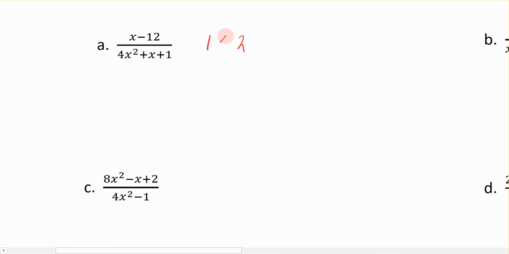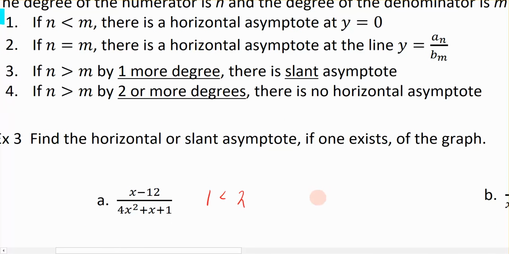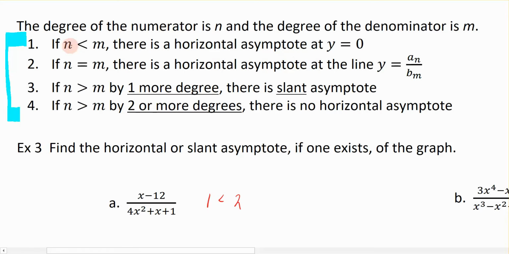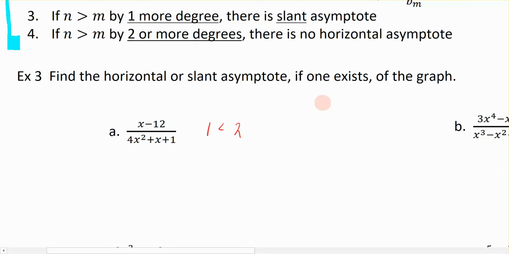Well, 1 is obviously less than 2, and because the degree of the numerator is less than the degree of the denominator, I'm going to scroll back up here for a second. If the degree of the numerator is less than the denominator, we have a horizontal asymptote occurring at y is equal to 0. So that just tells me that's my asymptote. We're just evaluating the numerator versus the denominator to determine what our asymptote is.